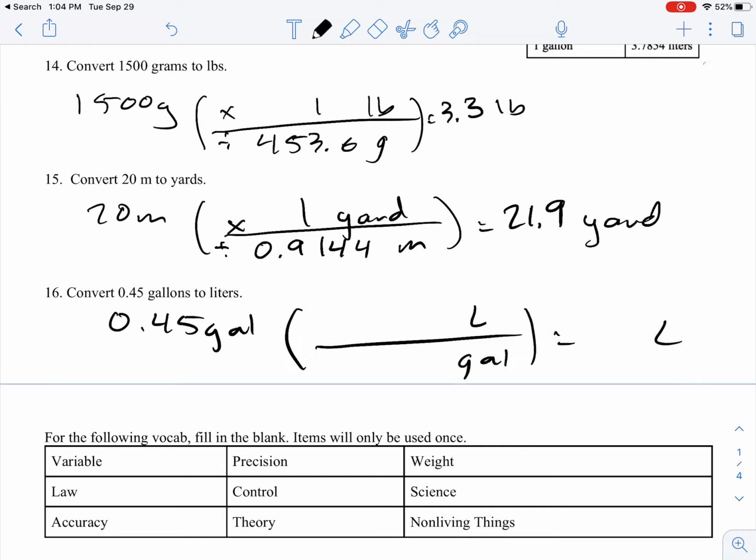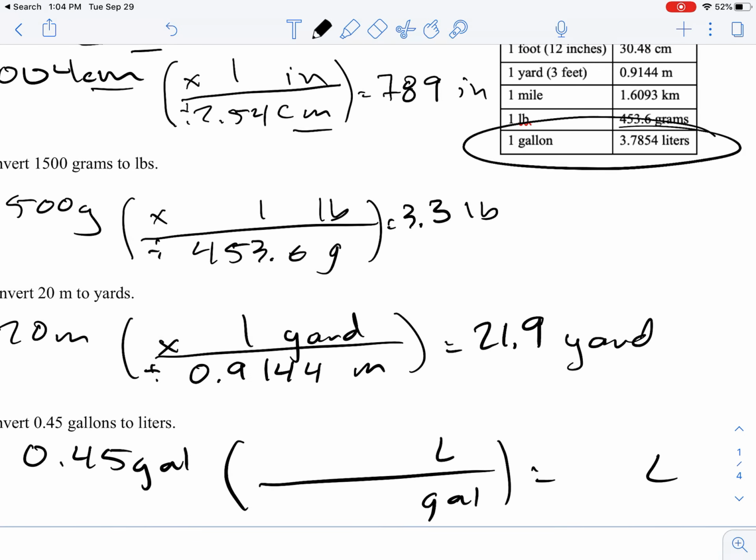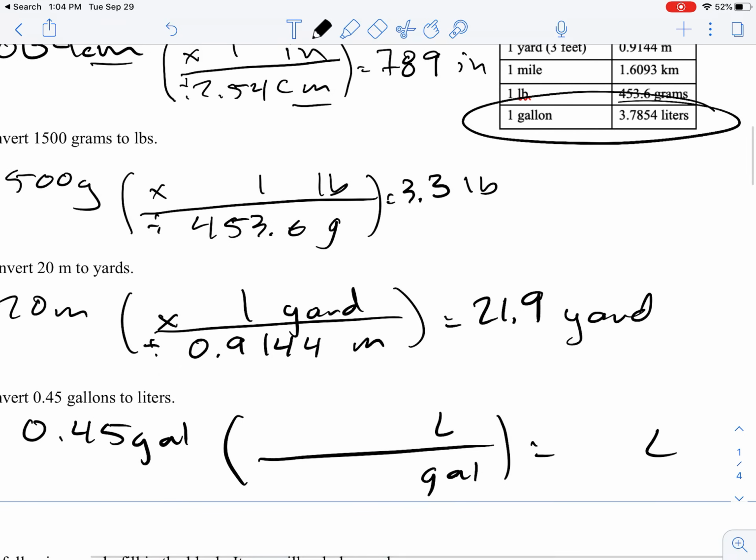Last one, I have 0.45 gallons, and I want to go to liters, which means gallons has to go on bottom to cancel, liters on top. And I'm looking right here. 1 goes with gallon, because that's what I see here. And 3.7854 liters goes on top. Multiply and divide. 0.45 times 3.7854. Oops, plugged in my calculator wrong. 0.45 times 3.7854 gives me 1.70 liters.